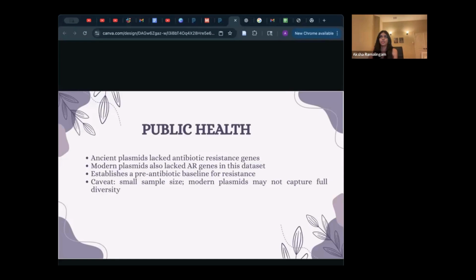But for the modern samples, it was more surprising that we didn't find resistance genes. And that doesn't mean that they're not there. It could just mean they aren't there in that environment or the reference database just wasn't able to find them. So we'd need a bigger data set for that.